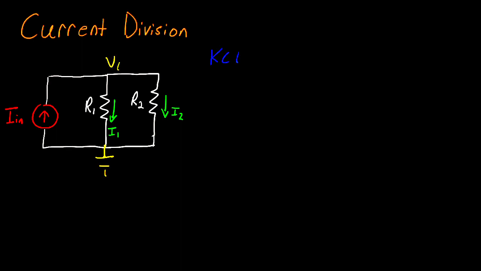So the next step is I have to write KCL, and we can write KCL at V1, and I'm going to write that the currents that are entering the node are equal to the currents that are leaving the node. Now we have I in, which is pointing towards the blue region, and that's going to be equal to the currents that are pointing away, and that will be I1 plus I2.